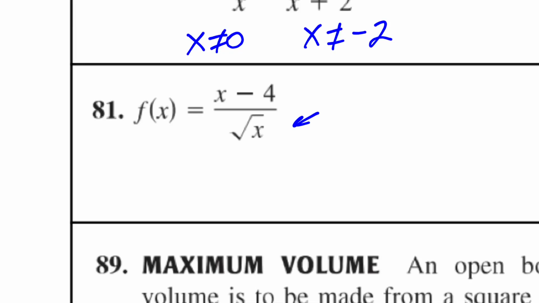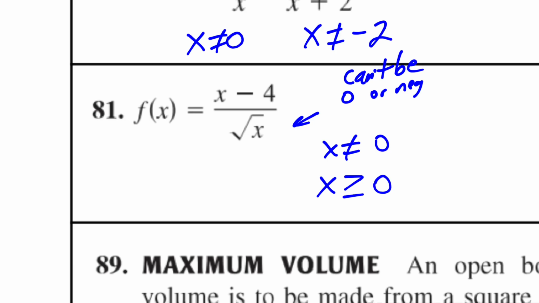This can't be 0 or negative. So x is not equal to 0, and then x is bigger than or equal to 0. So actually, if we put those together, this is our final answer.